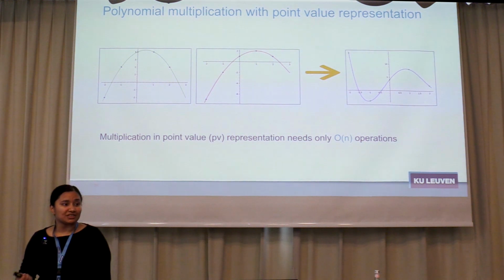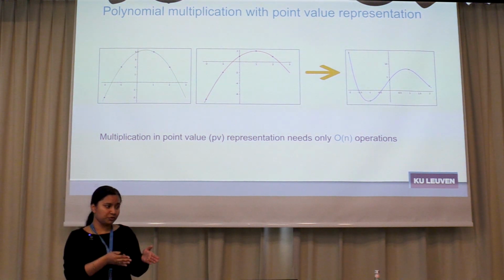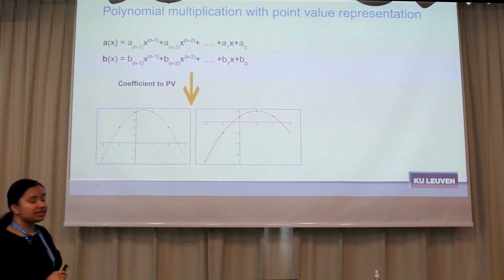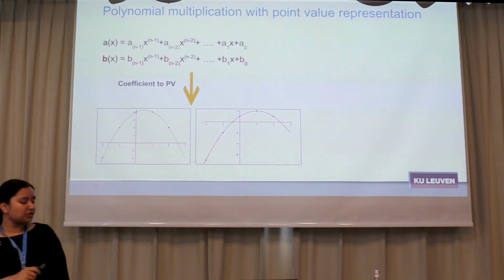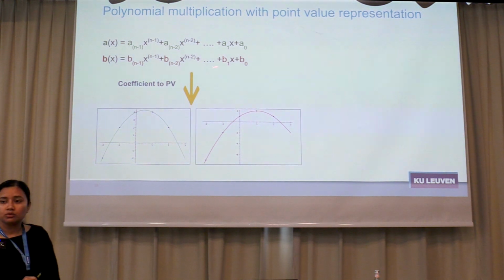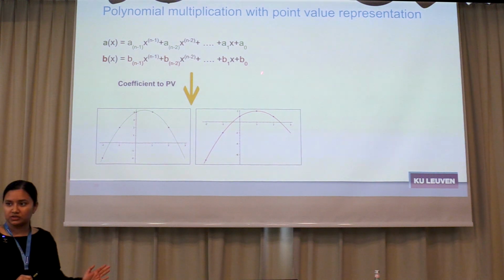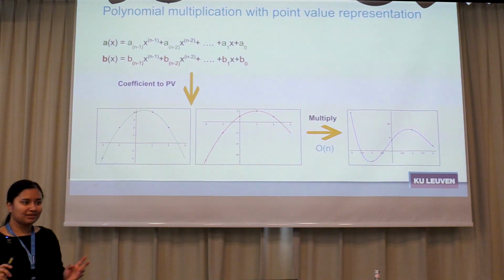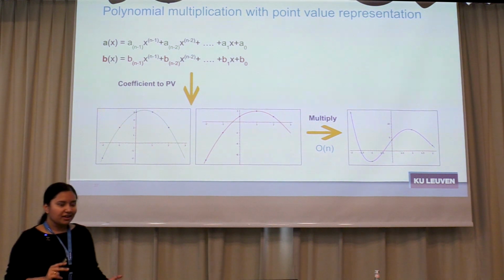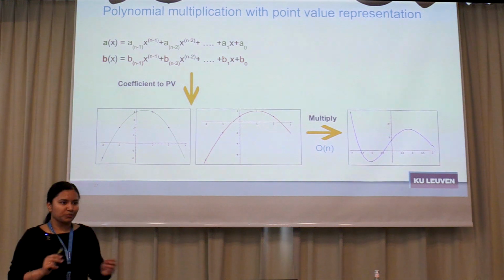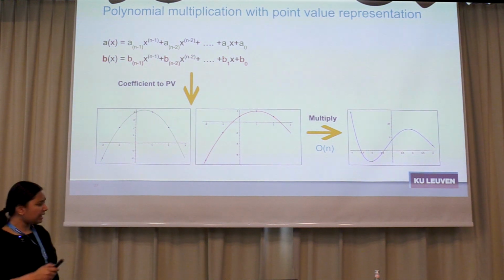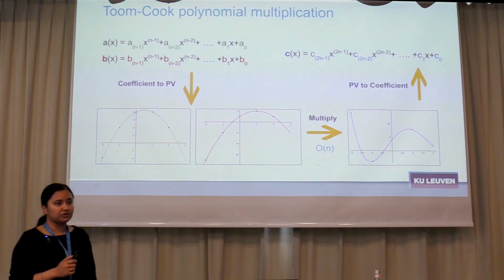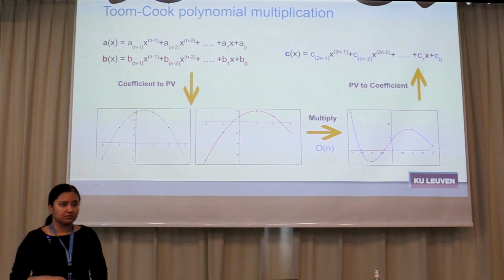But how can we use it? How can we convert from coefficient form to pointwise form? For that, we need a conversion algorithm, which will convert coefficient form to pointwise form, and then we will be able to do our nice multiplication, which is just like a dot product or pointwise multiplication. And the last step would be point value to coefficient form, because we do want the coefficient representation, right?